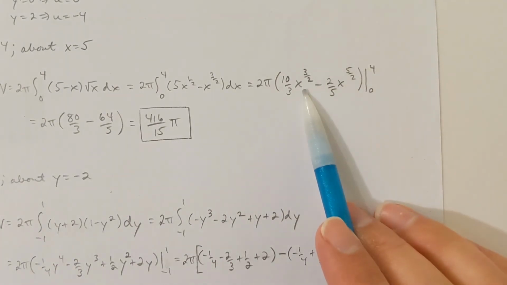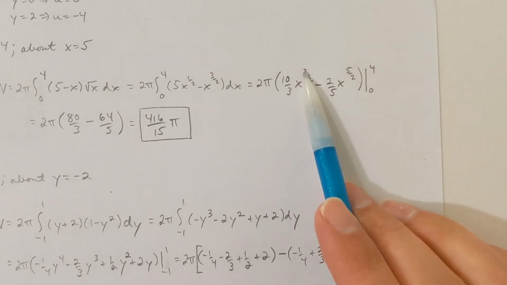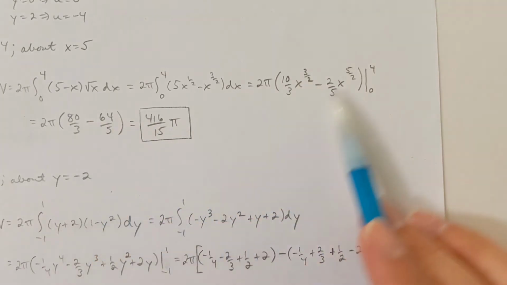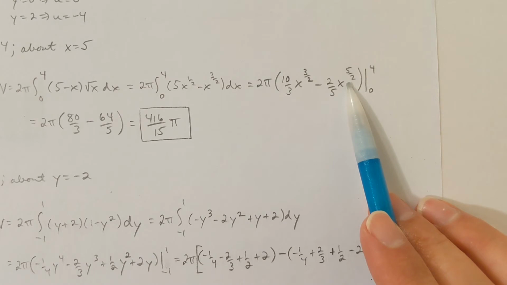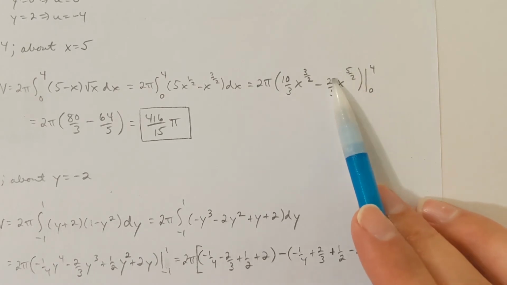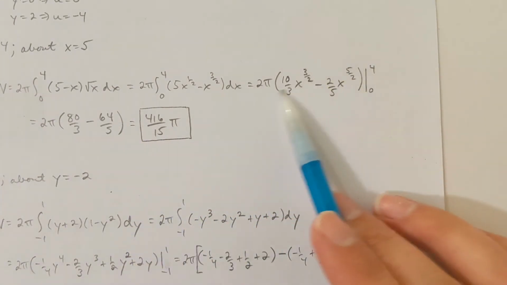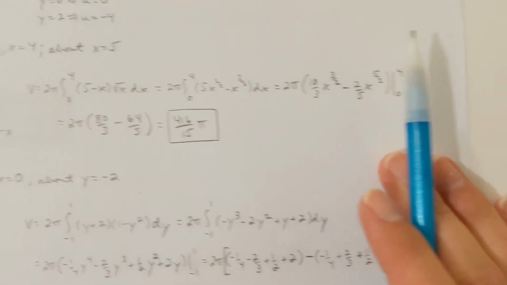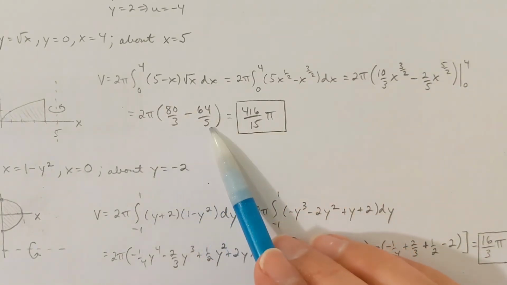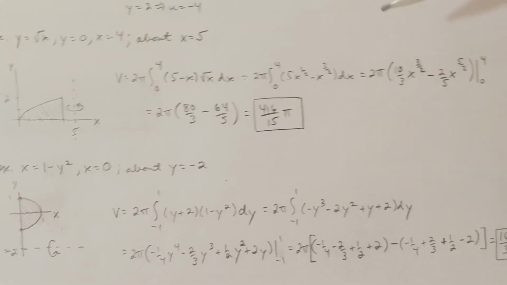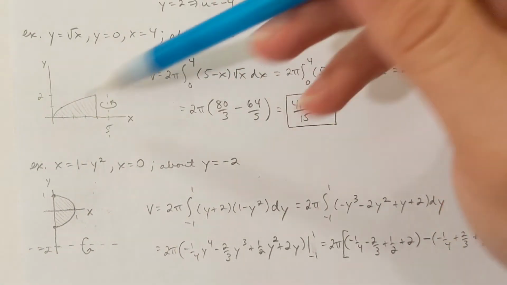Okay, plug in the bounds now. 4 to the 3/2: well, 4 to the 1/2 is 2, 2 cubed is 8, times 10 is 80, divided by 3, that'd be 80/3. And then over here, 4 to the 5/2: 4 to the 1/2 is 2, 2 to the 5th is 32, times 2 is 64, divided by 5. And when I plug in 0, both of these numbers are 0. When you simplify, I was getting 416 pi divided by 15 as the exact volume of this 3D object.